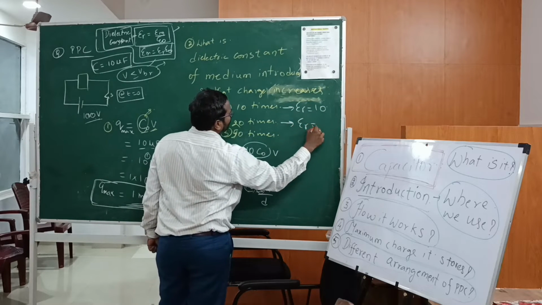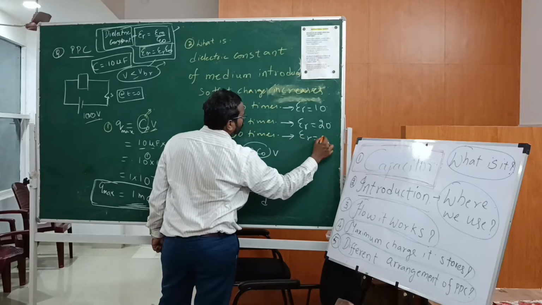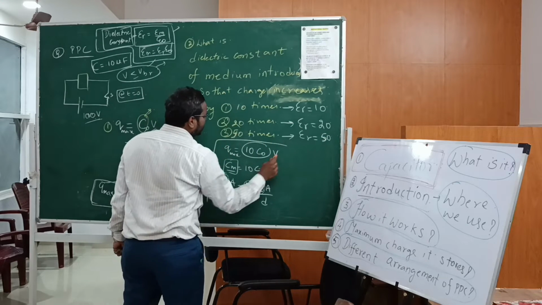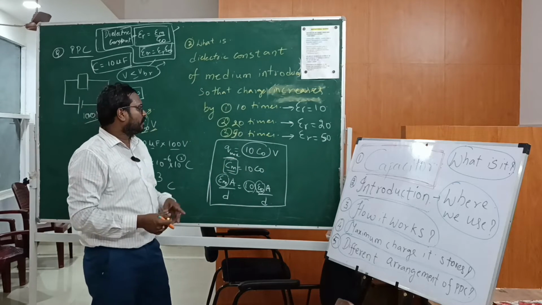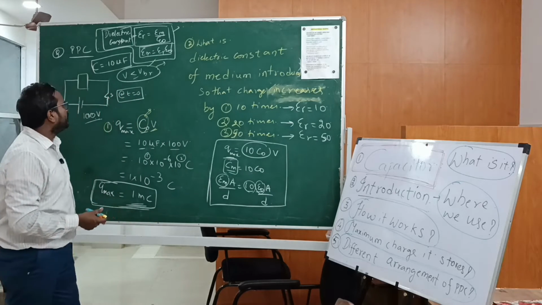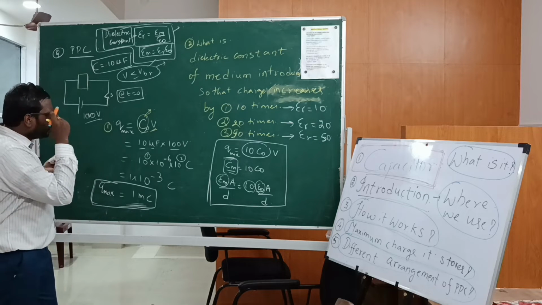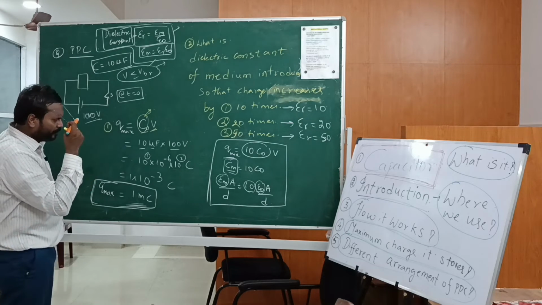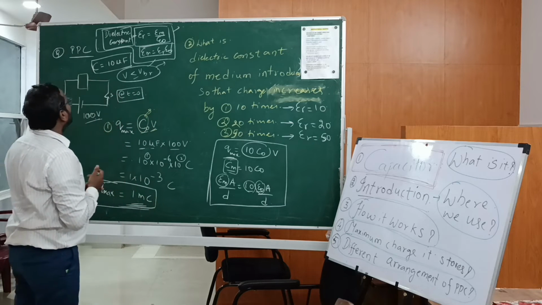For 20 times, what should be the ER value? 20. And for 50 times, what should be the ER value? 50. Because only that value changes the charge that can be stored maximum. Right now, because the medium is different, instead of capacitance in free space, we have the capacitance in the medium. So we need to know the relation between capacitance in the medium and capacitance in free space, which you get by this relation.